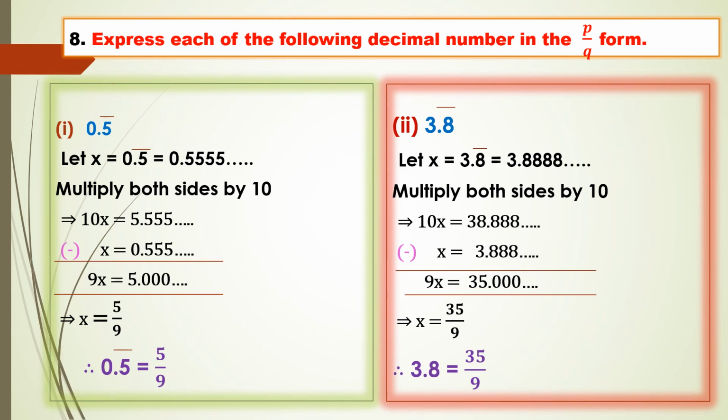So remember one thing: if there is no bar, you can divide by 100, 1000, whatever it is, depending on the number of digits after the decimal. But if there is bar, you should remember this procedure: multiply by 10, 100 or 1000, whatever it is, subtract the x from 10x, 100x, whatever, and convert into p by q form. Understood? So let us go to the next problem.